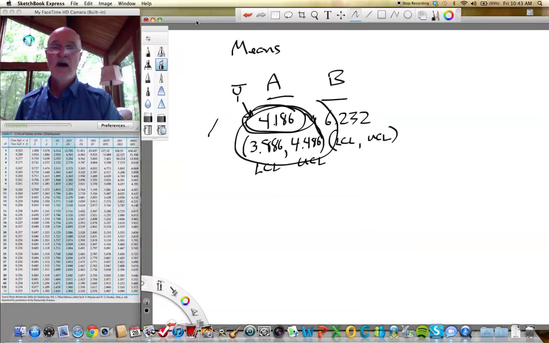Okay, I will show you in class how confidence limits are shown on JMP output. They're shown visually in a way that's helpful for you to inspect means and compare them. All right, that's it for confidence intervals.